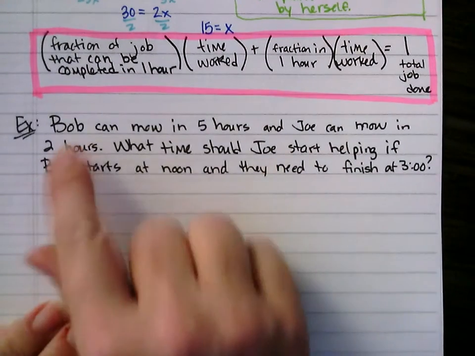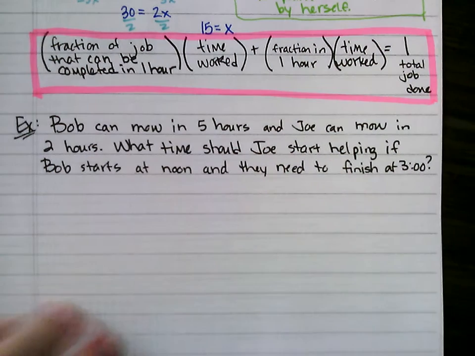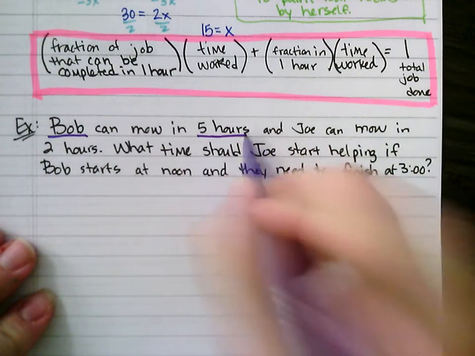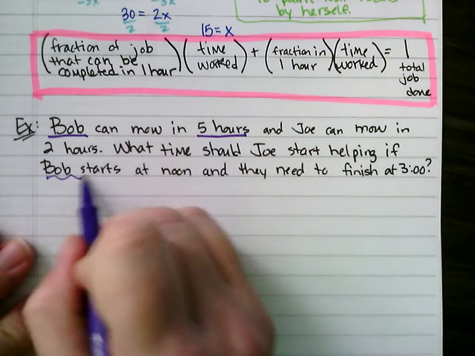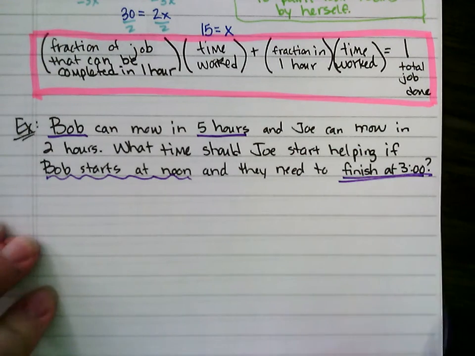So Bob can mow in 5 hours. Joe can mow in 2 hours. What time should Joe start helping if Bob starts at noon and they need to finish at 3? So we got Bob. Bob can mow in 5 hours, and Bob starts at noon, and they need to finish at 3.